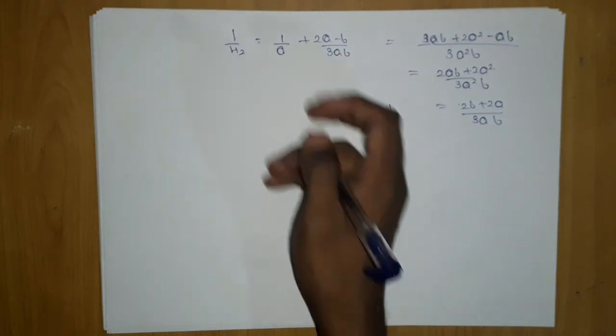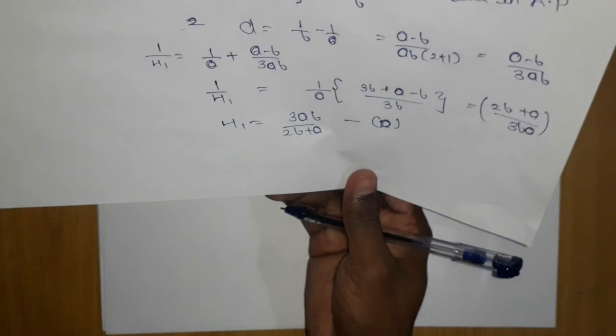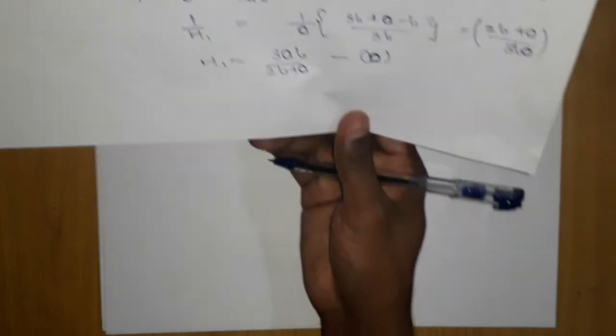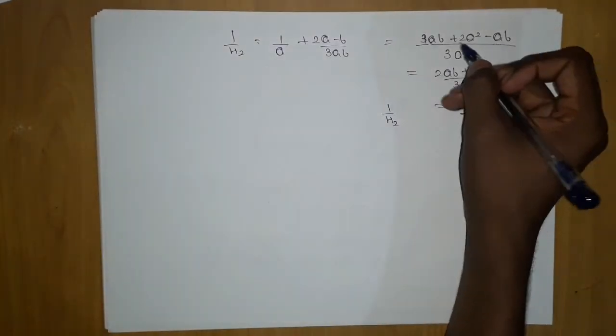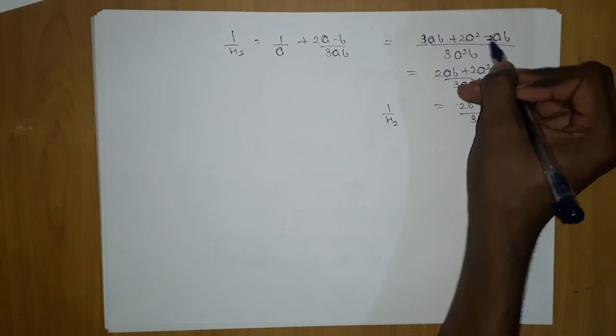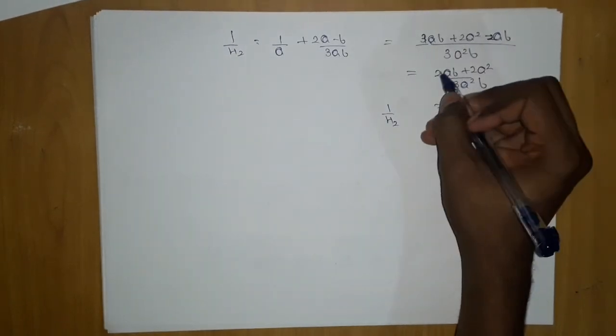Did we do anything wrong? Let me check the D value. I have placed the right D value, A minus B, right? Okay, the whole is multiplied by 2. This will become 2AB, so it will cancel out, only AB will be left.